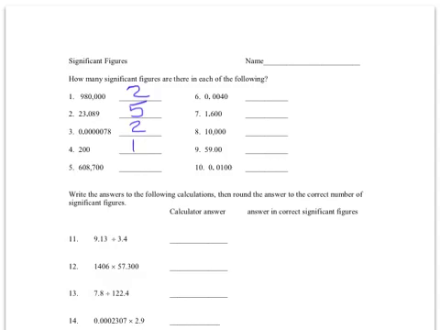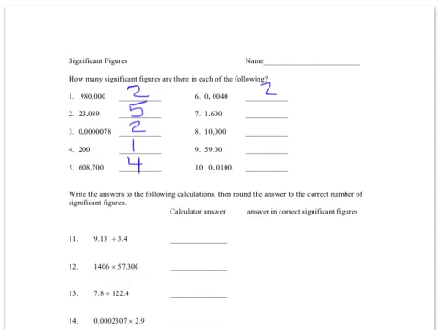If I look at number 5, I have both a captive zero between the 6 and the 8, and trailing zeros. The captive zeros are always significant. Trailing zeros are not significant without a decimal, so I have 1, 2, 3, 4 significant figures here. Now if I look at number 6, I have leading zeros, not significant. I have a trailing zero. Trailing zeros are significant if the decimal is present, so this one counts. So I have the 4 and this 1 trailing zero. That gives me 2 significant figures.